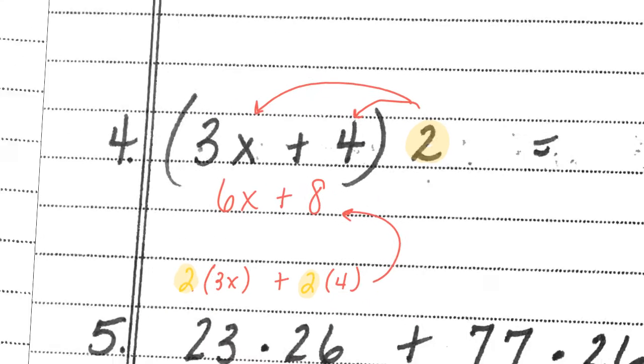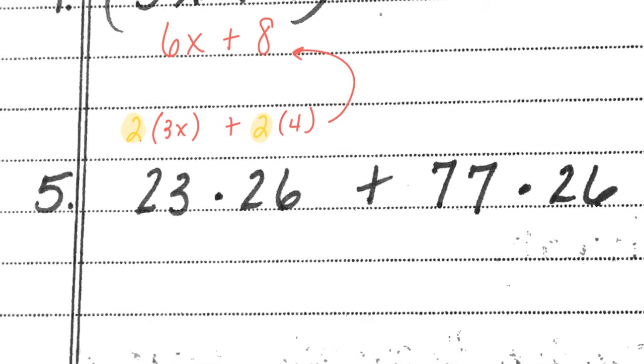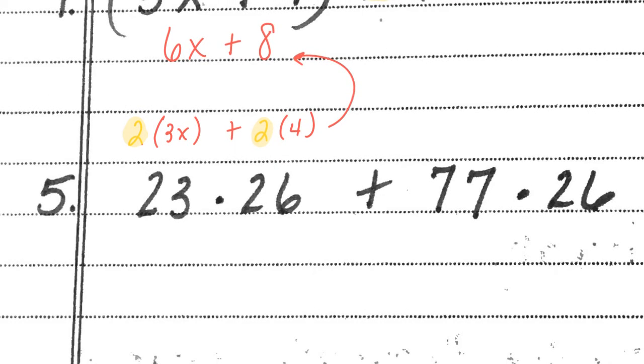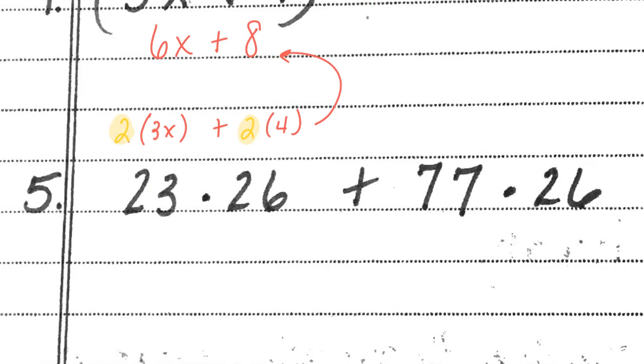Because the next concept that I really want you to try to ace is to think of something like this. I actually do this in Algebra 2 as well. Notice that the 26 here, well, we can use what I call the opposite of the distributive property, and pull that 26 out. The reason I'm doing that is because 23 plus 77 is really easy to add together.